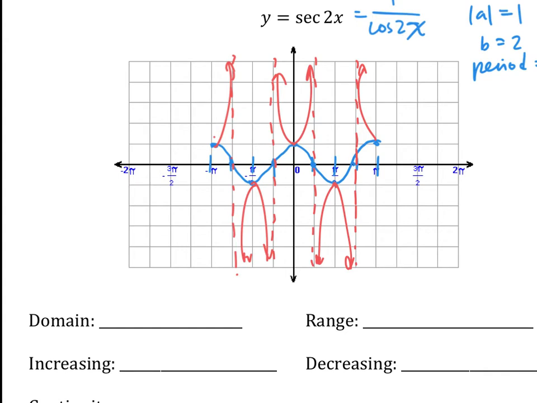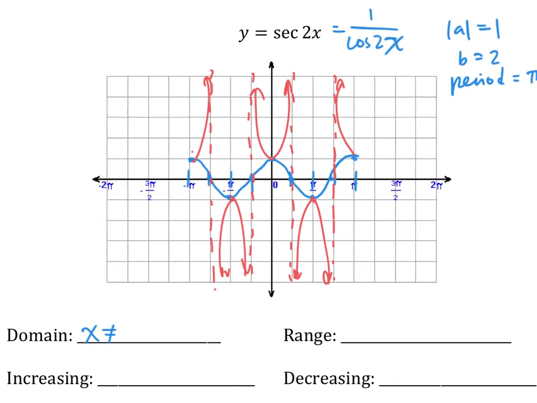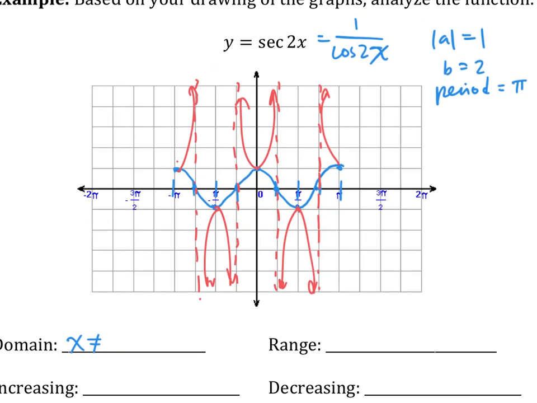I know this is definitely not all real numbers because I have vertical asymptotes everywhere. So the question is, where are the vertical asymptotes? I can see that it's happening at pi over 4, and then it happens again at 3 pi over 4, and the same thing on the left, negative pi over 4. So I'm going to write a way of describing all of them at once.